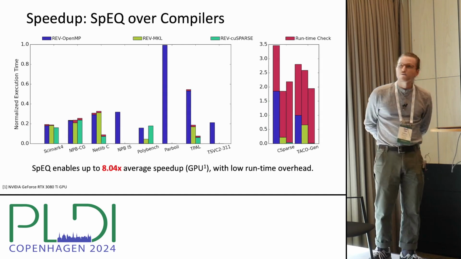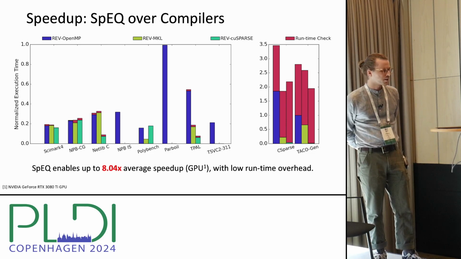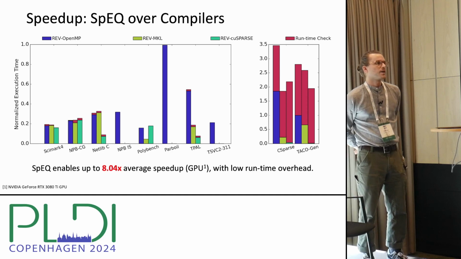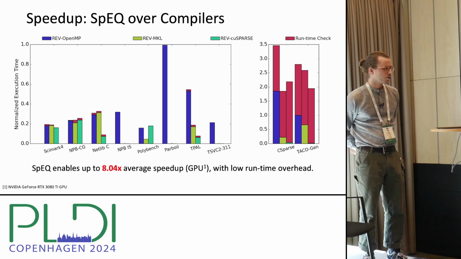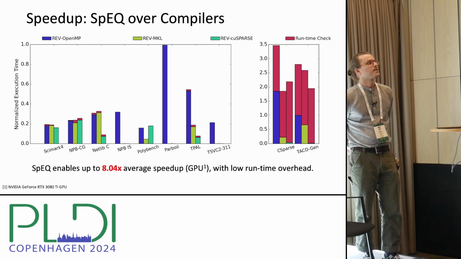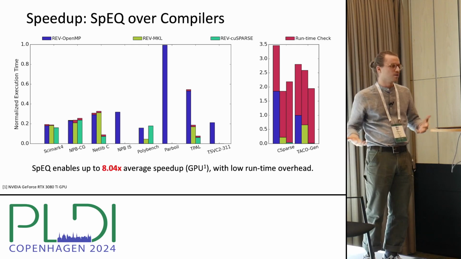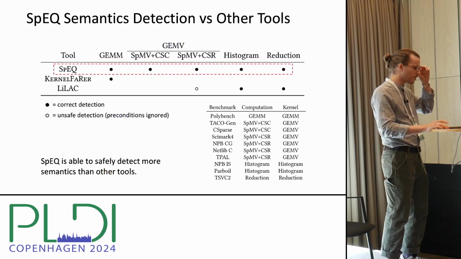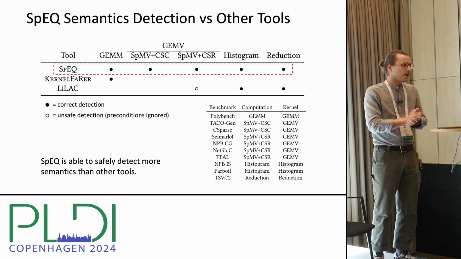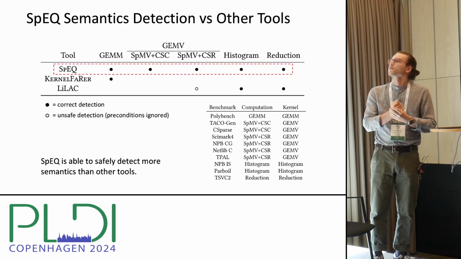So we have an evaluation over 10 different benchmarks and different formats. And the spec itself is actually not specific to sparse code. It's designed to handle types of sparse code, but we can also handle reduction and histogram. Like I said, anything you give us in the reference implementation, SPEC can search for it using equality saturation. And we also compare against some other tools that do a similar sort of thing, but we're the only ones who actually check the preconditions to make sure that it's correct.